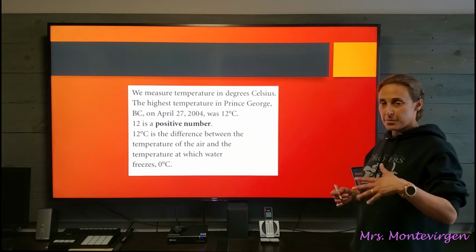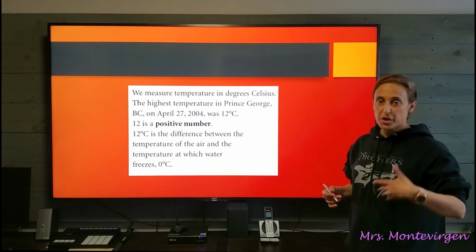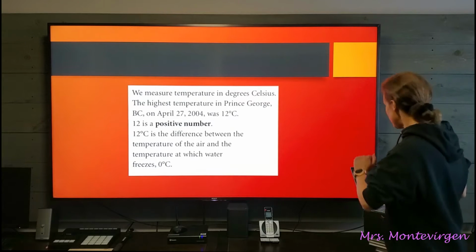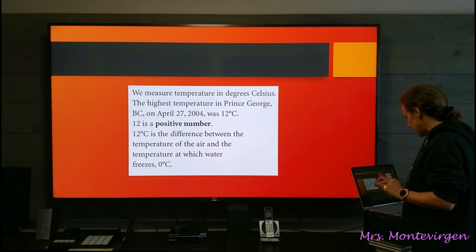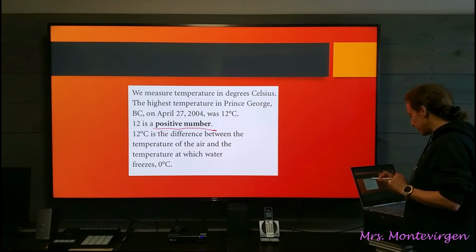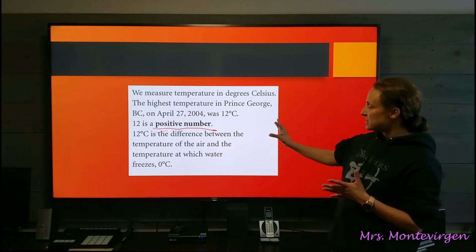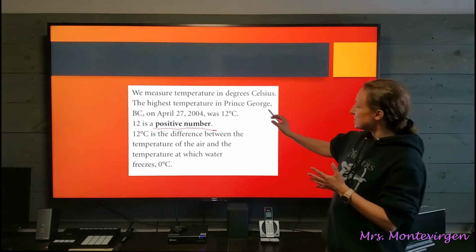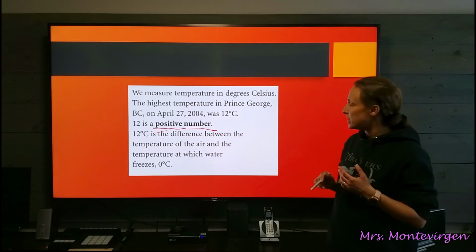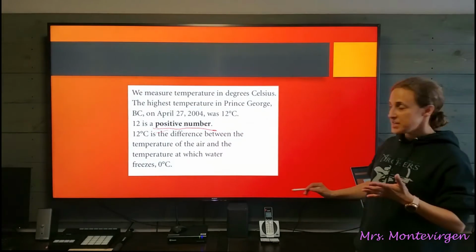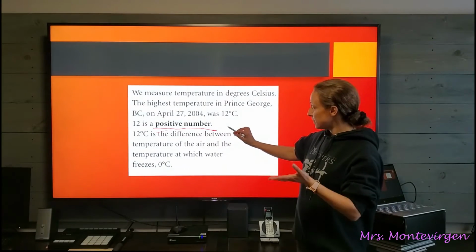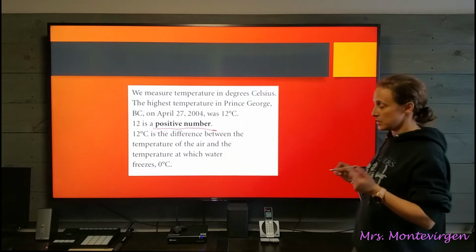The best way to think about integers is through the use of a thermometer. When you have temperatures above 0 degrees, 1, 2, 3, 4, those are all called positive numbers, and that's exactly what I have here, positive numbers. In this example on this slide, again going with temperatures, you can see in Prince George, BC on April 27th, 2014, the temperature was 12 degrees Celsius. And so in terms of integers, we will refer to that as a positive number.